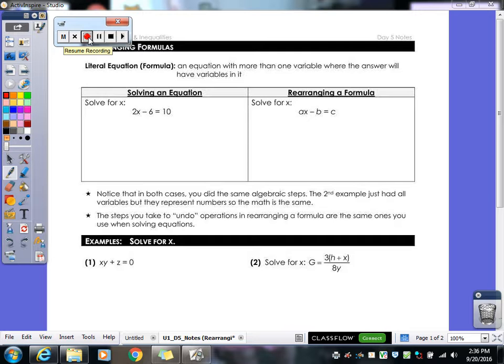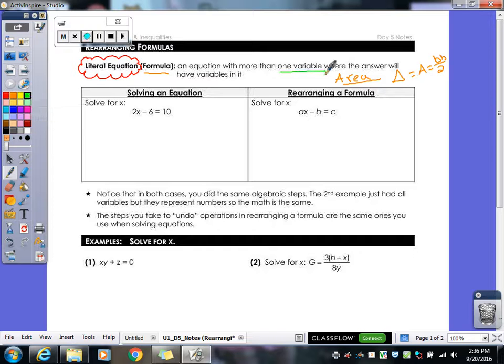Alright, so what we're dealing with today are literal equations. A literal equation is just a fancy word for a formula. You guys have been using a lot of formulas throughout school. Most common would be your area formulas, like the area of a triangle, which is A equals B times H over 2. What makes it a formula is that there's more than one variable. In our area formula, you've got an A, a B, and an H.